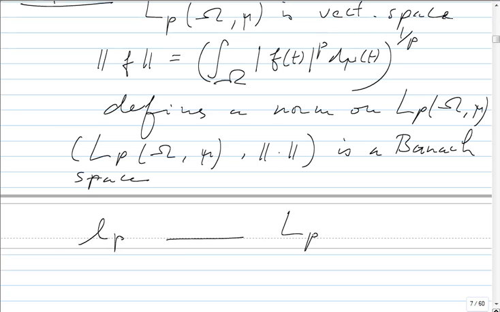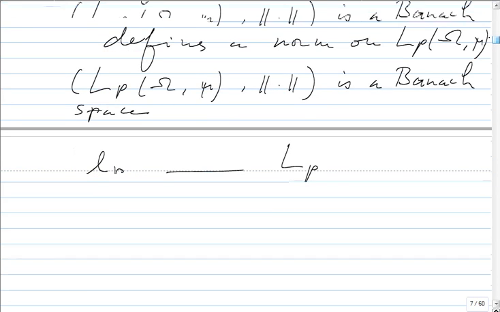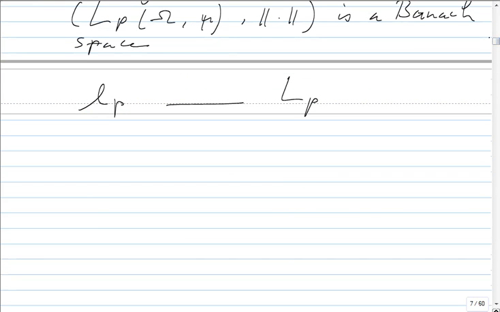I told you that little lp can be seen as a capital Lp where omega is N and the measure is the counting measure, the discrete measure, or the pure atomic measure. Great. So in this case, once we had done this, people started to look for extensions. At the beginning, I'm talking about in the 30s. How do you extend these spaces?